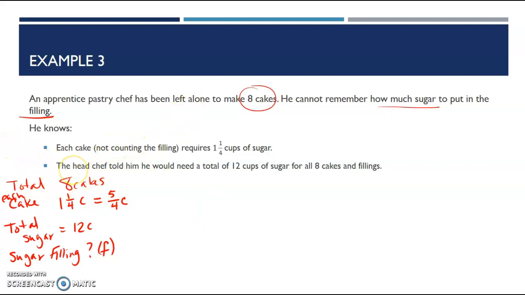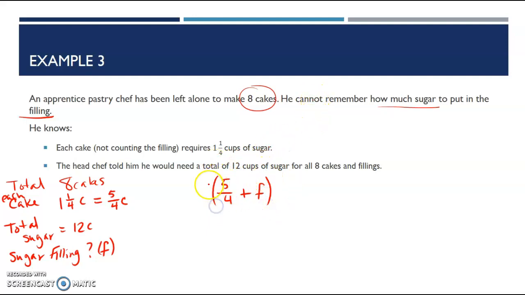All right. So from here, I've got to figure out the way to write my equation. I know that the sugar in each cake plus the sugar in the filling would be how much goes in a cake, right? So that's what we're going to start with. Each cake, which was 5/4 cup of sugar, plus the filling, right? That would give me the amount of sugar per one full cake with filling.